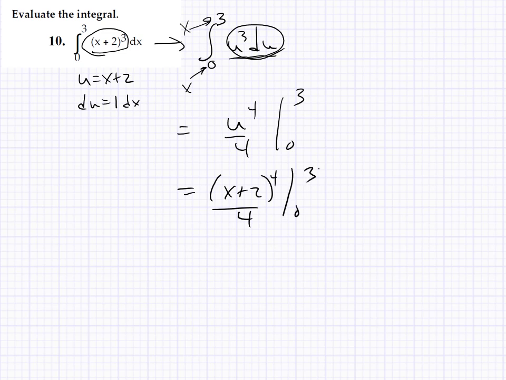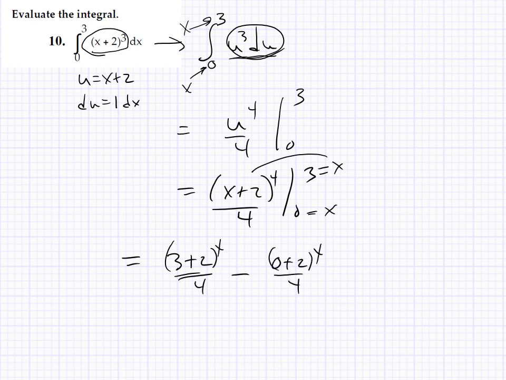Now that I'm back to x, and remember, these were x values from the start, now I can plug them in. So I'm going to say (3 plus 2) to the 4th over 4 minus (0 plus 2) to the 4th over 4. And so what I end up with is 5 to the 4th, which would be 625 over 4, minus 2 to the 4th, which would be 16 over 4. So I get 609 over 4.